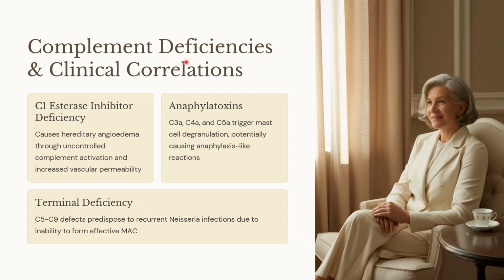What are the complement deficiencies and clinical correlations? We have a condition known as C1 esterase inhibitor deficiency, which causes hereditary angioedema, resulting in facial puffing through uncontrolled complement activation and increased vascular permeability. When there is mast cell degranulation, C3a, C4a and C5a will potentially cause anaphylaxis-like reactions. C5 to C9 defects will predispose to recurrent Neisseria infections due to the inability to form an effective membrane attack complex.